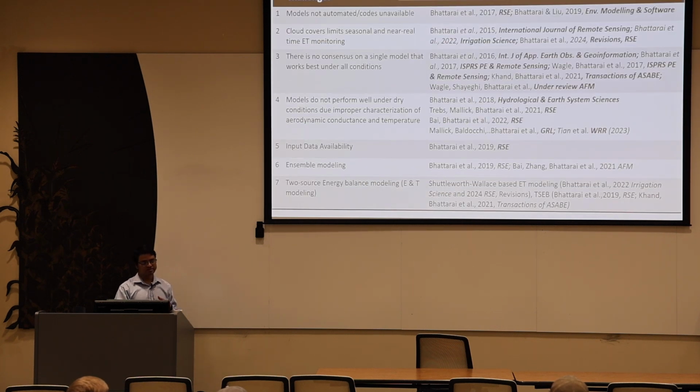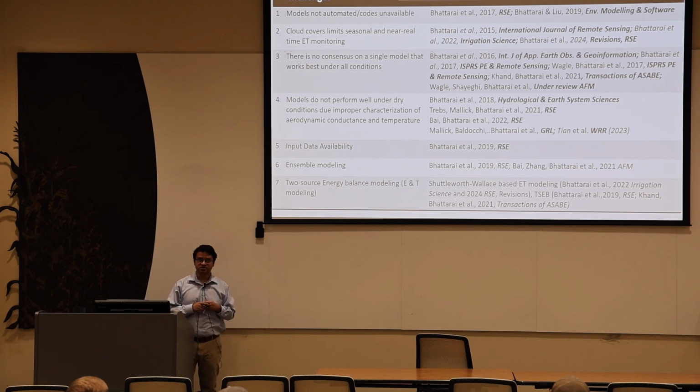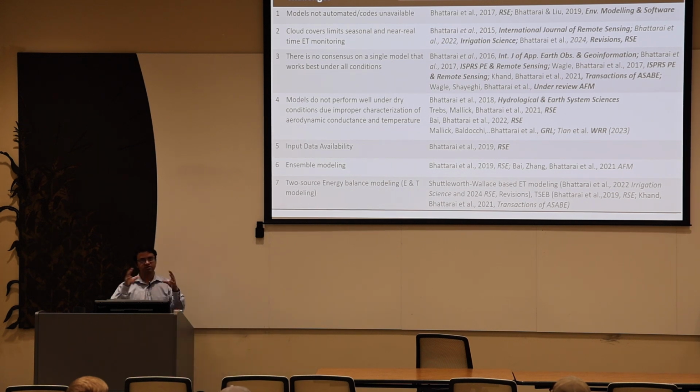My lab has looked at different challenges in remote sensing of ET. For example, some of the methods are not fully automated, so we developed code to fully automate the process of evapotranspiration. We deal with cloud availability. In some regions there's not much data available, so we deal with that as well. We also run different models and try to create an ensemble model of ET, and evaluate different models across different vegetation cover types.